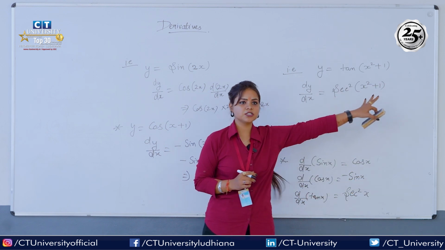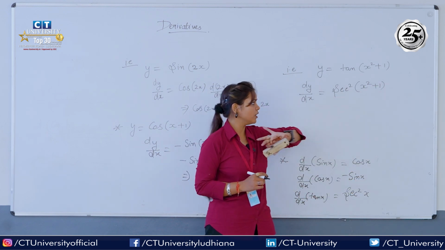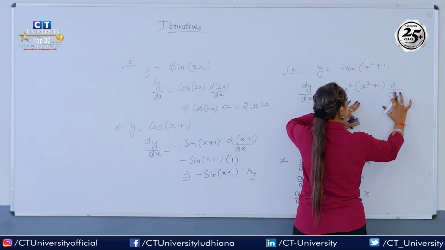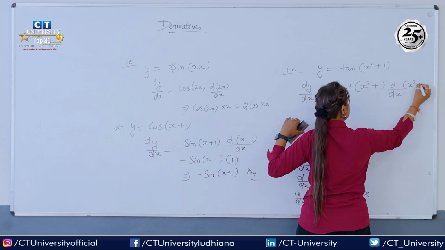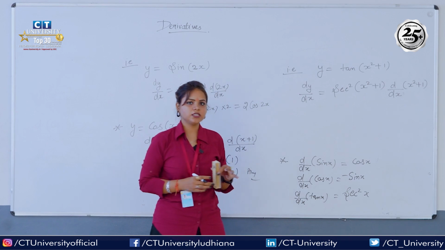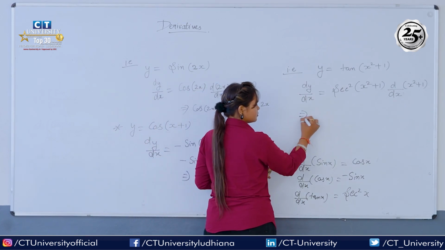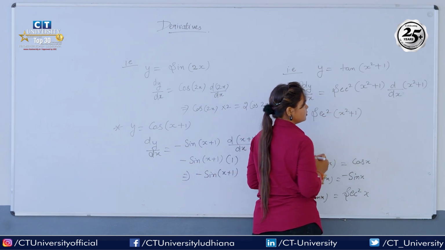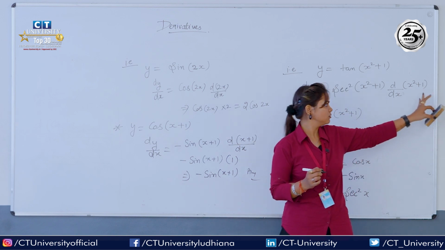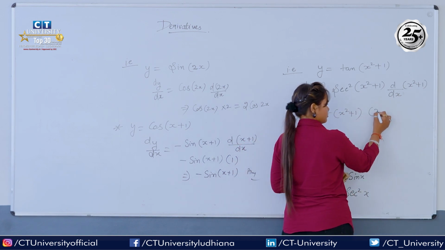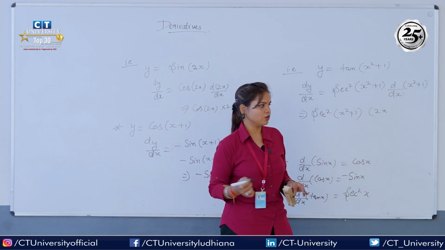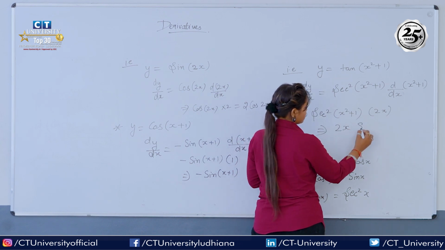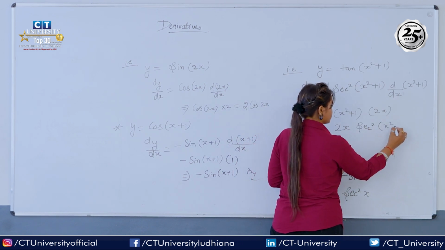Here the angle is x² + 1, so sec²(x² + 1), and in the product we also need the derivative of the angle. So the derivative of x² + 1: the derivative of x² is 2x, and the derivative of 1 is 0, which gives 2x sec²(x² + 1).